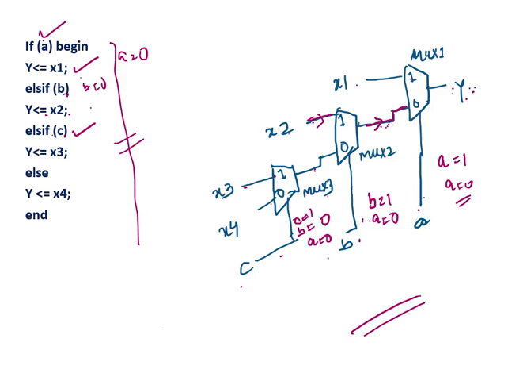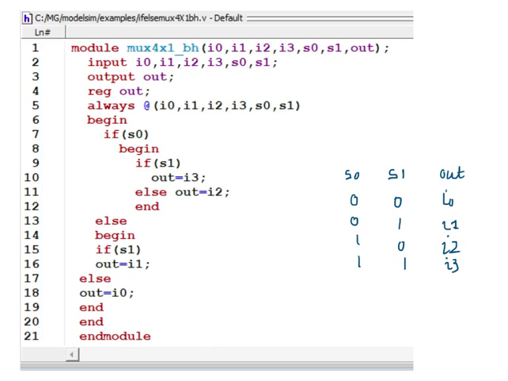Okay, and it is a combinational circuit. So this piece of code consists of 3 multiplexers. So one example is here.